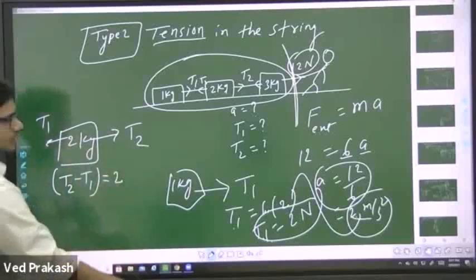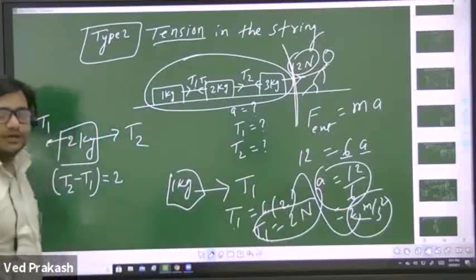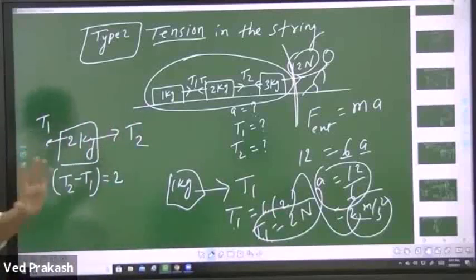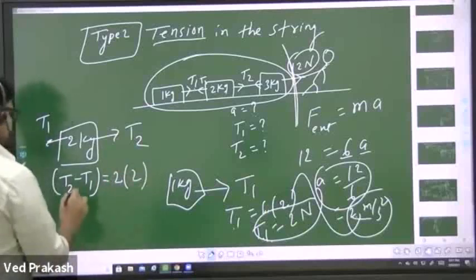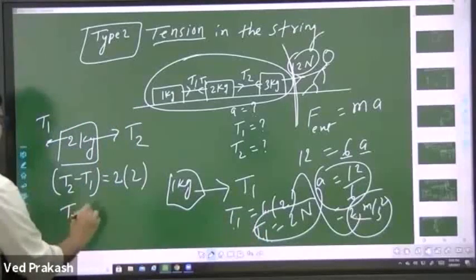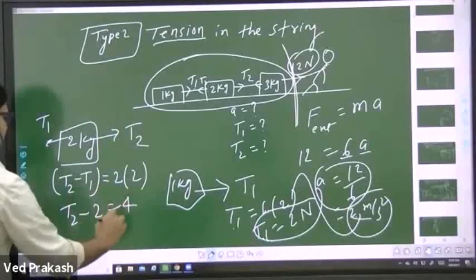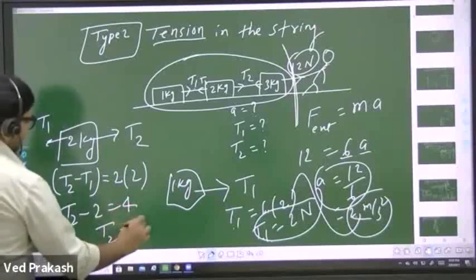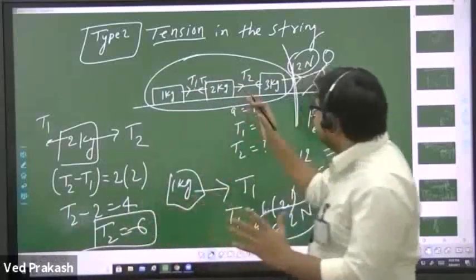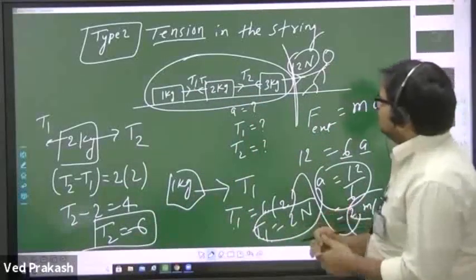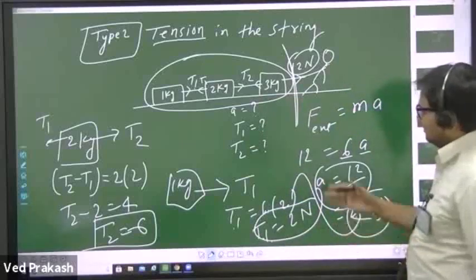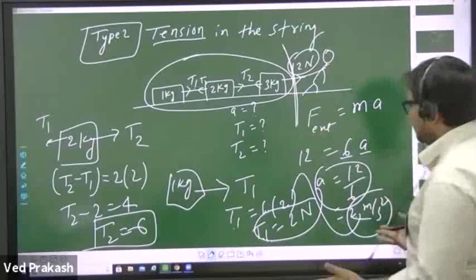Its mass is 2 and the acceleration of the 2 kg block is the same as the acceleration of the system, which is 2 meter per second square. We have already calculated the value of T1, 2 Newton. So T2 minus 2 equals 4, so T2 equals 4 plus 2, which is 6. So T2 is 6. You can also find this value T2 by drawing the free body diagram of the 3 kg object. So you can solve this numerical this way.